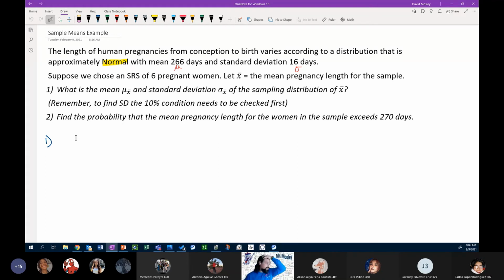So now, question number one. Well, suppose we choose an SRS of 6 pregnant women. We're going to let X bar equal the mean pregnancy length for the sample. Right, so this is n. We need to calculate the mean and standard deviation of the sampling distribution of X bar. So first, we have the mean of X bar.